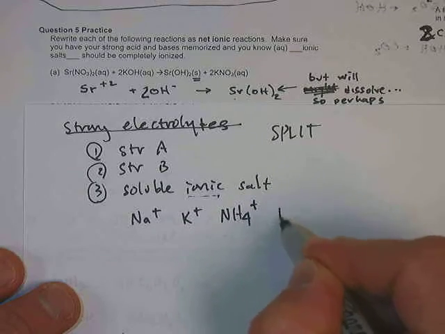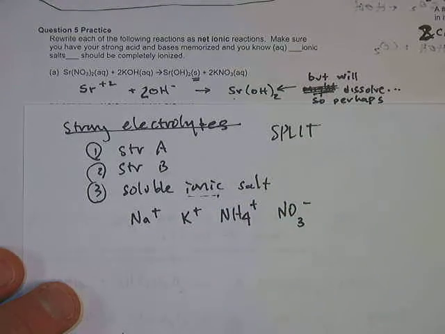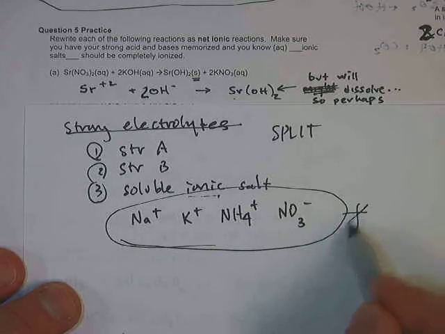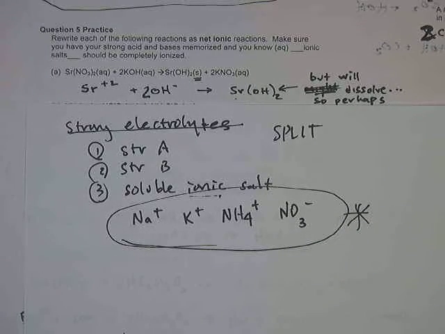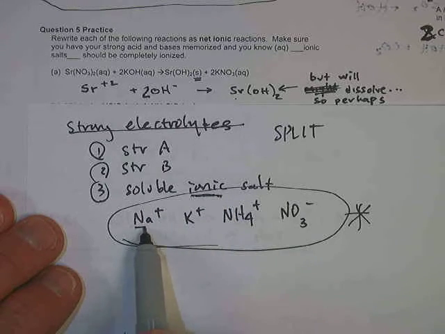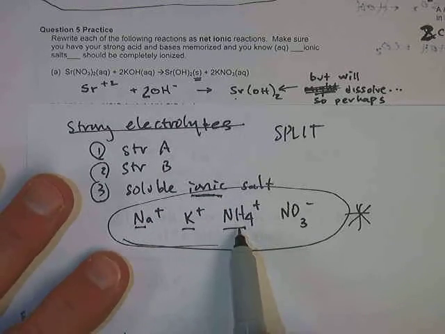You need to know that sodium salts, potassium-containing salts, ammonium-containing salts, and nitrate-containing salts are always soluble. They might give you a solubility rule in a question, but these are the ones that you should have memorized, and if you forget to memorize them, lucky you, they're on the front of the test as well.